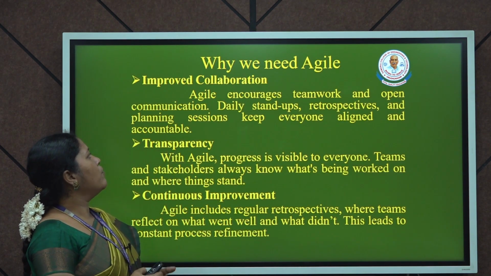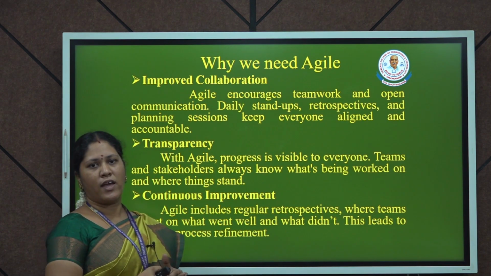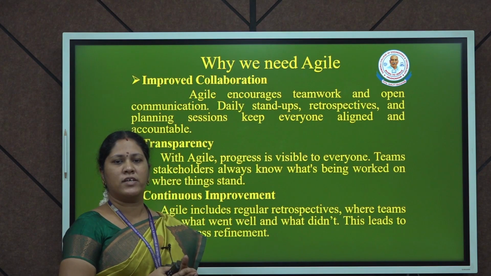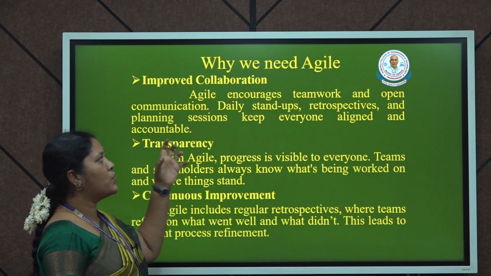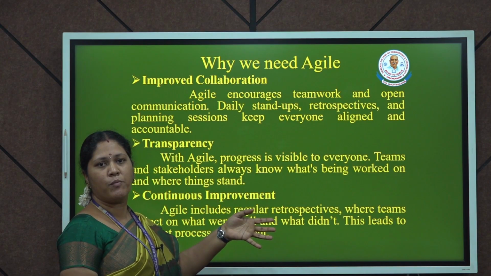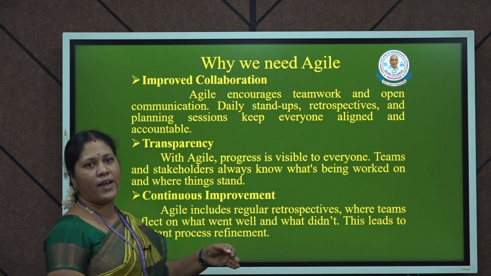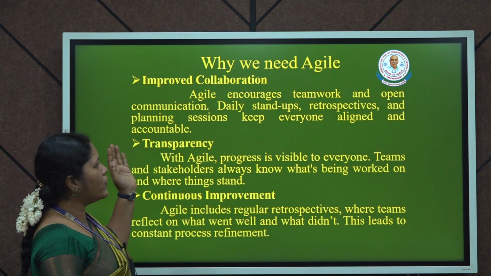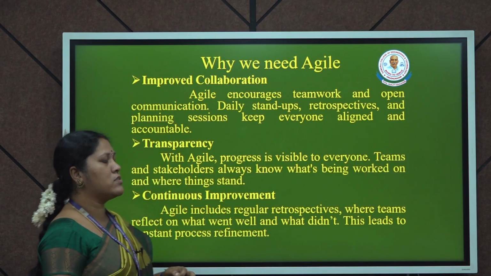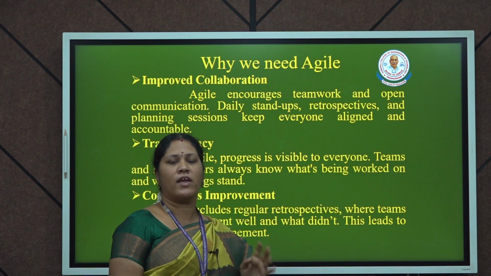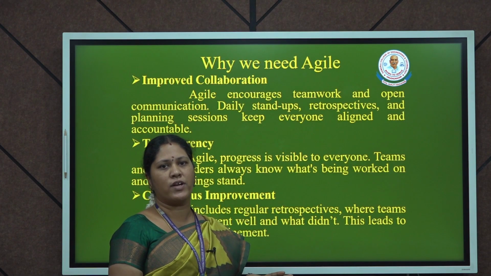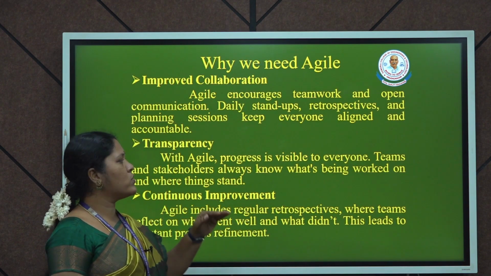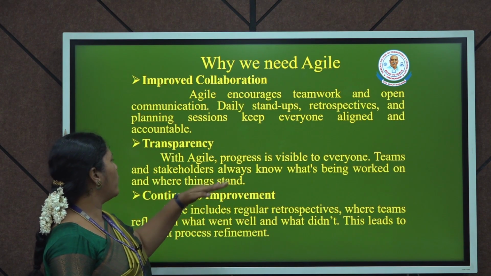So next, improved collaboration. In Agile, collaboration is the main thing. Teamwork is motivated here. Daily stand-up meetings are conducted between the teams, and according to that the teams work and produce everything faster. Transparency. Agile allows transparency. In Agile, everything is visible to all the employees working in an organization, making the process faster and improving it.